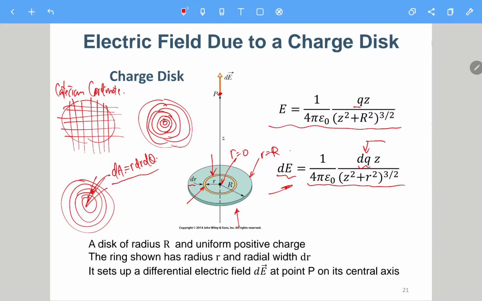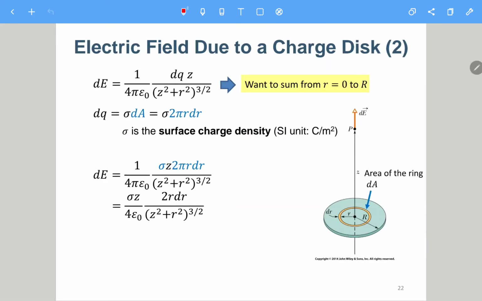But so far we have dq here, so we will make a variable substitution so that we have something like dr. So next we do some variable substitution. For this one, we hope we can sum from r equals 0 to R. And for dq, we will introduce another charge density called the surface density.